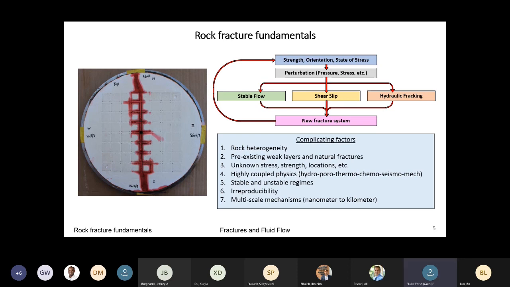And a lot of this complexity, the underlying elements driving it, are things like the heterogeneity of the rock, changing Young's modulus, Poisson's ratio in an X, Y, Z manner. And then pre-existing weak layers and natural fractures, they'll interact with hydraulic fractures in some cases, but not all. And then you have a lot of unknowns in the subsurface.